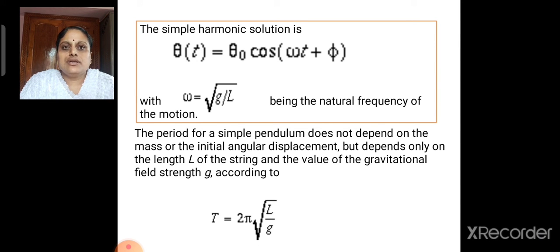Comparing this equation with the equation for simple harmonic motion, we get omega equals root of g by L. Hence, the time period is given by T equals 2 pi times the square root of L by g. Here, L is the length of the pendulum, which is the distance from the point of suspension up to the center of the bob, and g is the acceleration due to gravity.